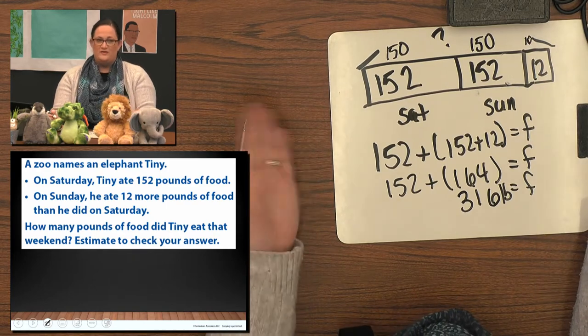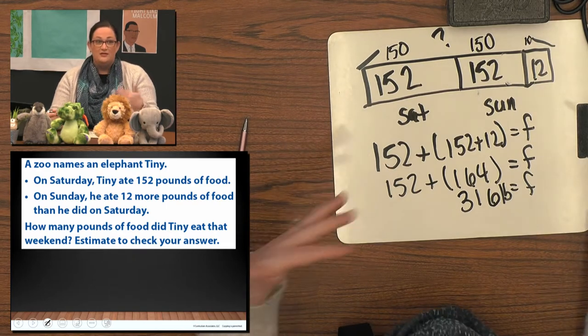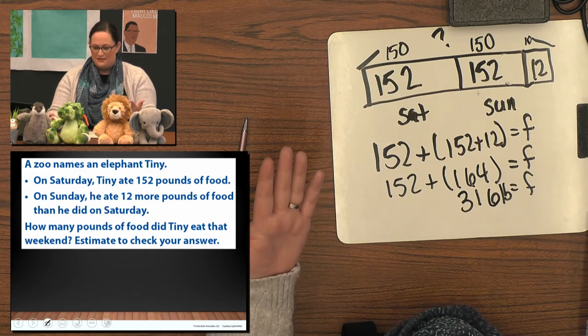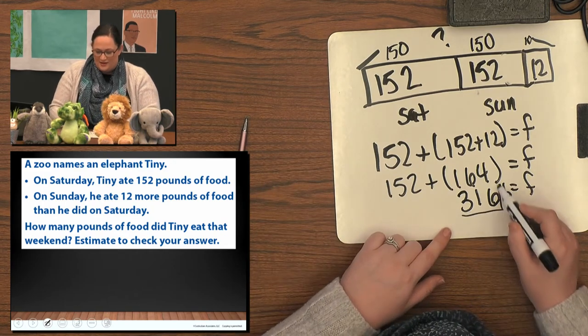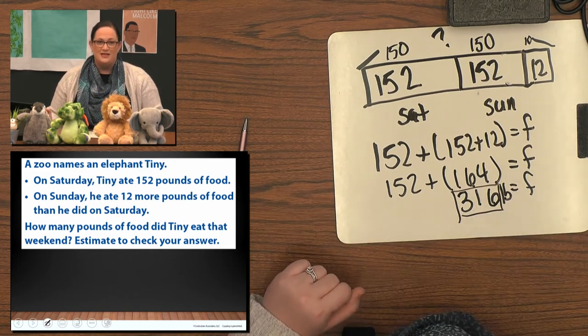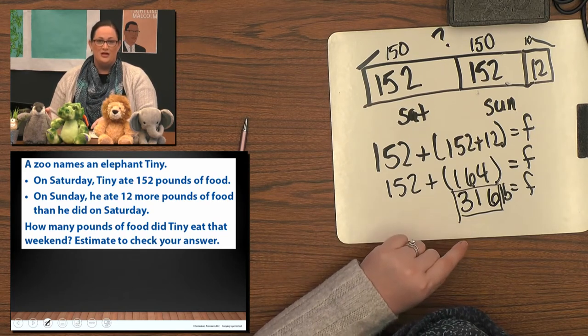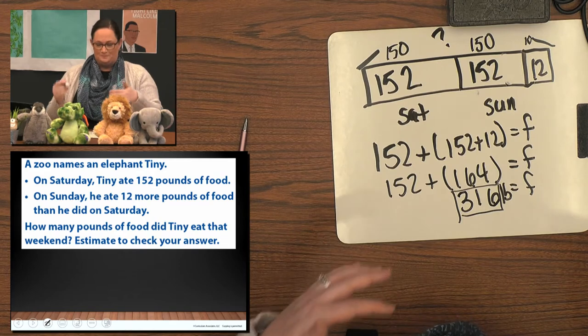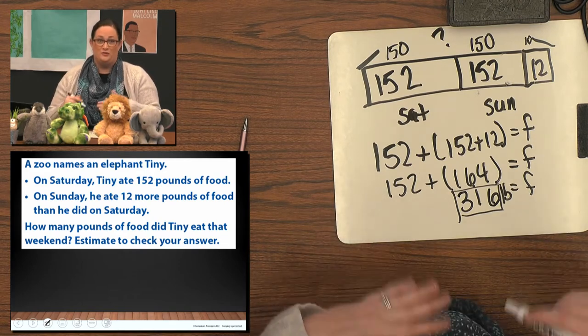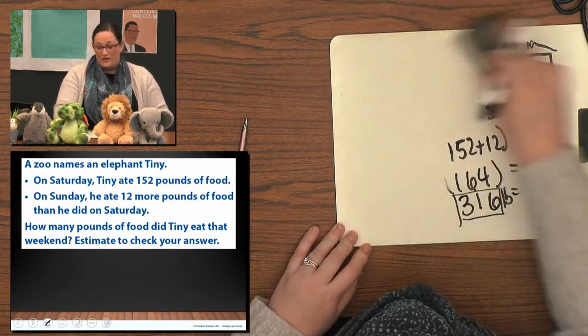And what's 150 plus 150? 300 plus 10 is 310. Look how close that is to 316. So we know that that's a really reasonable answer, because when we estimated by rounding, to check our work, our answers were really close. So we're gonna work on that again today.